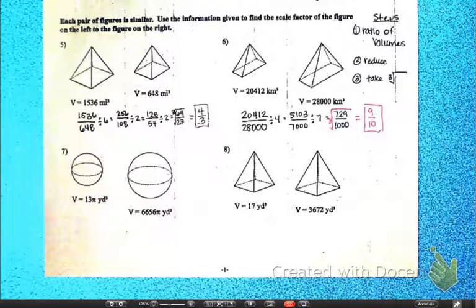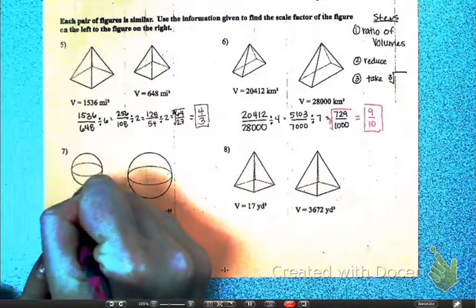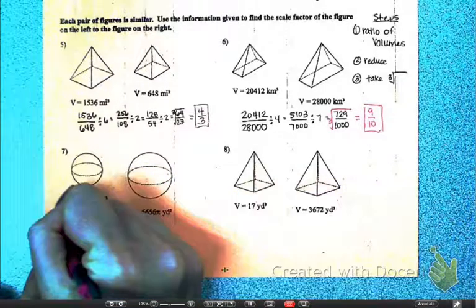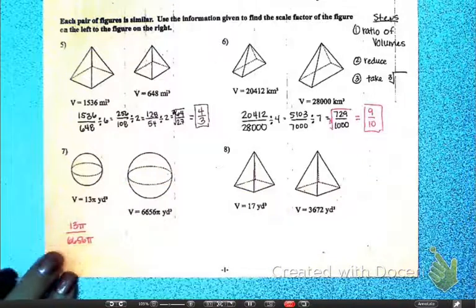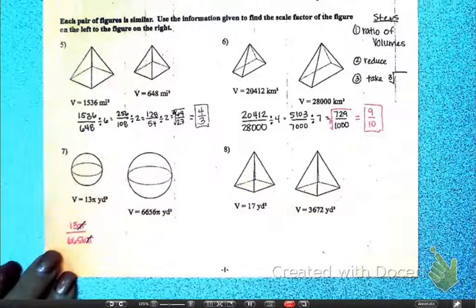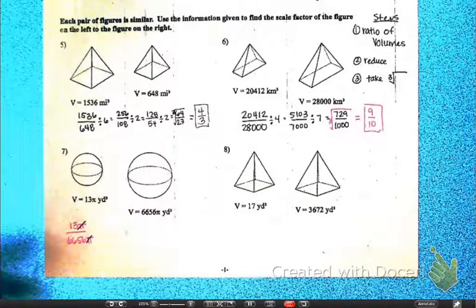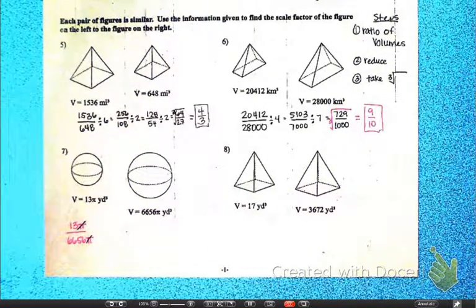Are we still finishing? So you should have 13 pi over 6,656 pi. What's the first thing you did? Did you cancel out those pi's? Okay. Now, this one's a little easier, because I look at 13 and I can say the only thing that goes into 13 is 1 and itself, right?